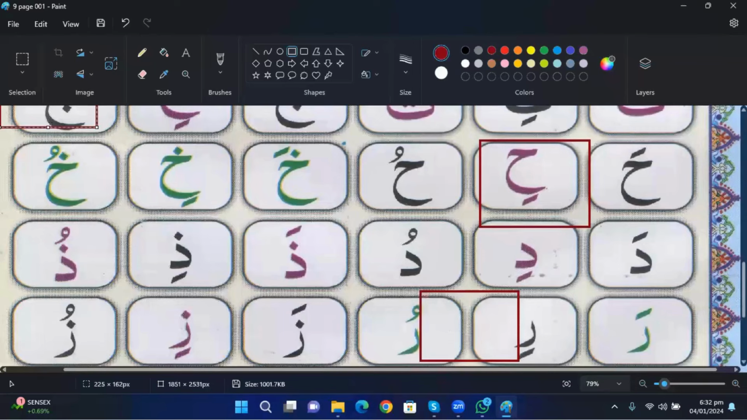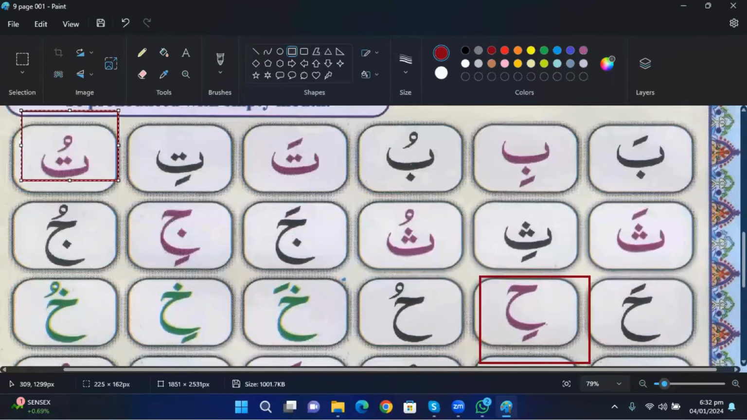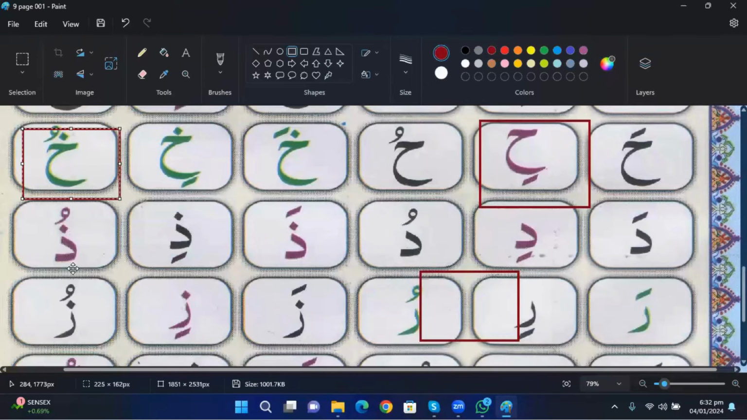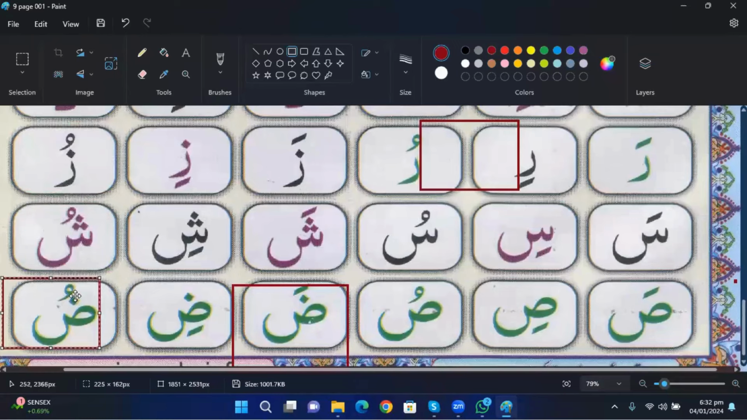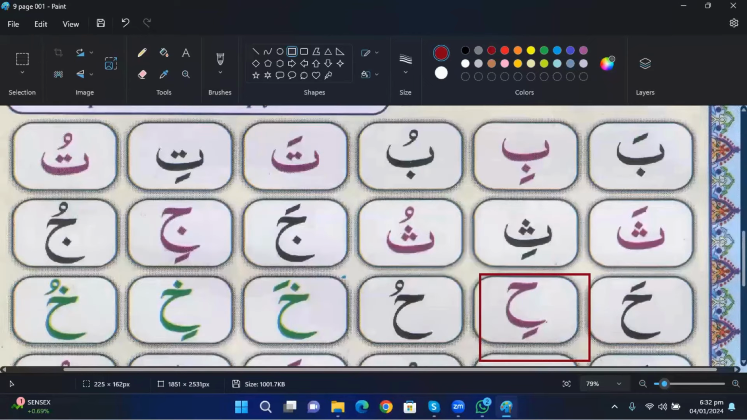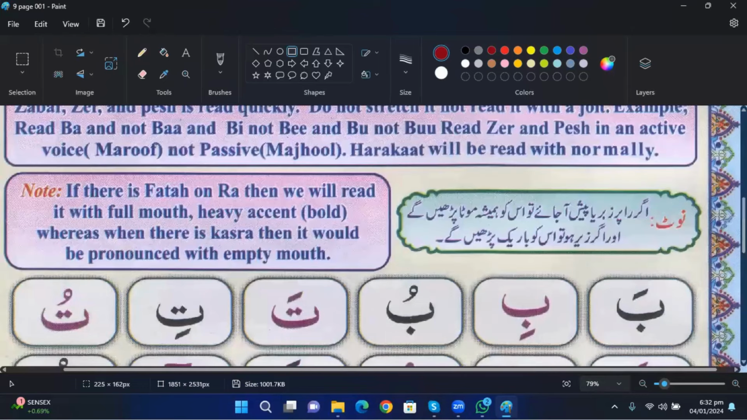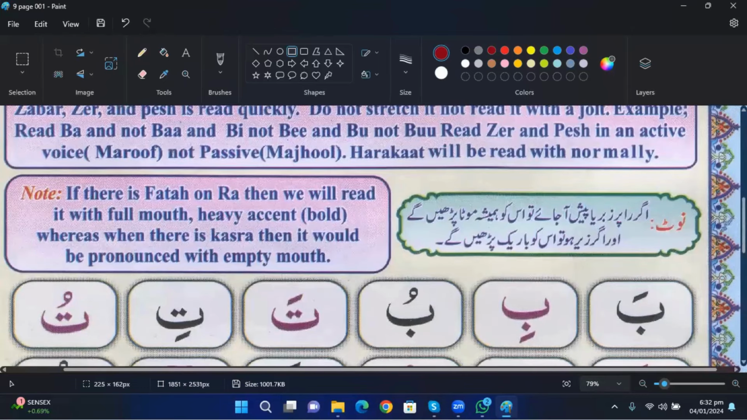So here we are going to learn about the remaining letters of Dhamma on this page. That is Ta Dhamma tu, Jim Dhamma ju, Kha Dhamma khu, Zal Dhamma zu, Za Dhamma zu, Shin Dhamma shu, and Dwa Dhamma du. That's it. In the next page, page number 9, the remaining letters are done the same way.